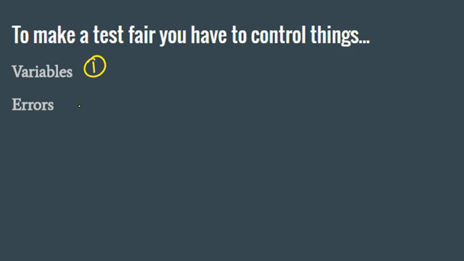The next thing is errors. We all know about errors. Errors are not mistakes. Errors are things that we've tried very hard to control, but we know are still going to be there no matter what. They can be human error. We're not perfect. They can be instrument error. There's lots of errors we're going to be going through in a little while.